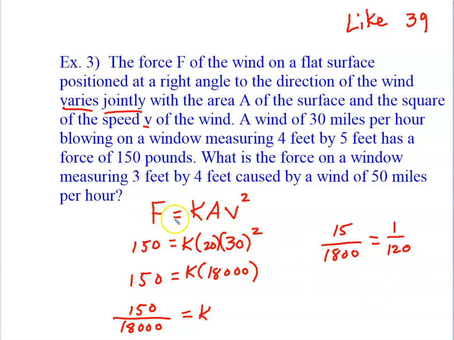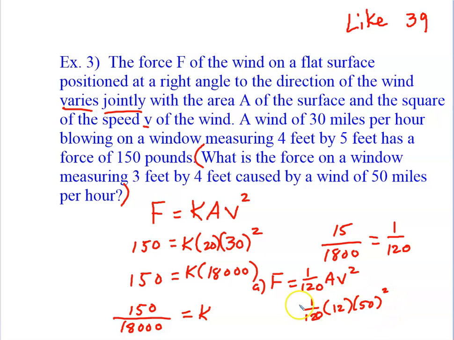So our joint variation equation looks like this. Force is equal to 1/120th times area times velocity squared. Now use that to answer the question. What is the force? So we're going to be finding F on a window measuring 3 feet by 4 feet. So area is 12. Caused by a wind of 50 miles per hour, so velocity is 50, and then we'll square that.